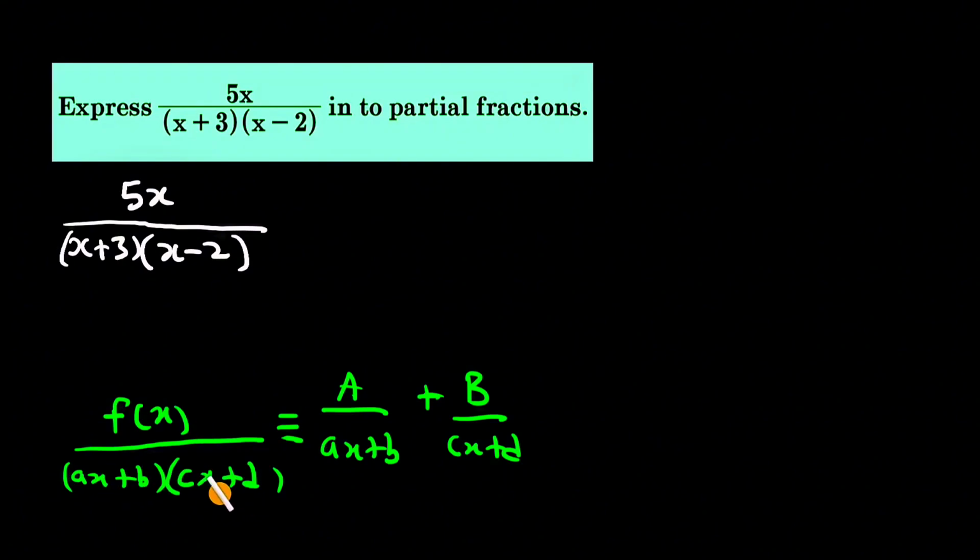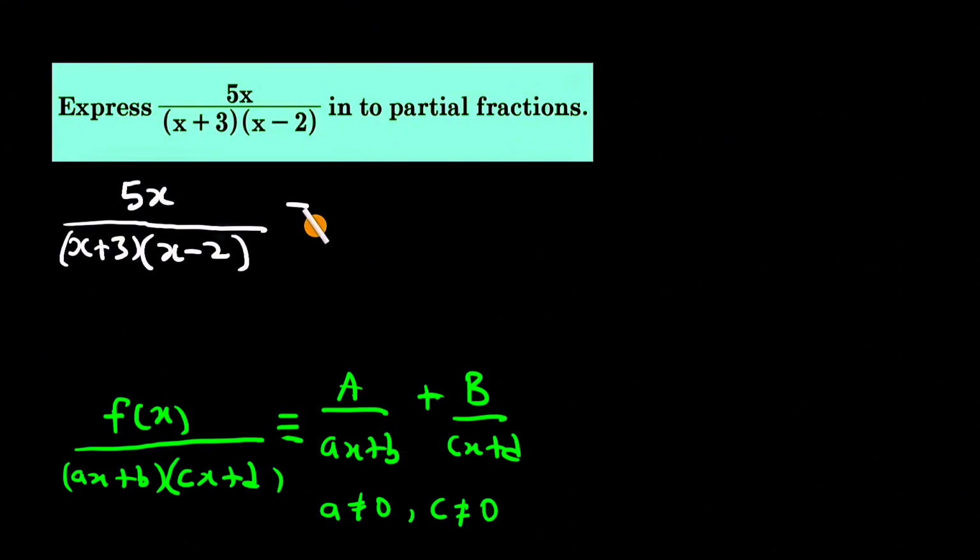These are linear factors. So when they are linear factors, the formula says the partial fractions can be expressed like this. Here a is not equal to 0 and c is not equal to 0. Now this is a fraction with linear factors in the denominator. A linear factor is an expression like this where the highest power of x is 1. This symbol here is the equivalent symbol. It is used when we are dealing with partial fractions.